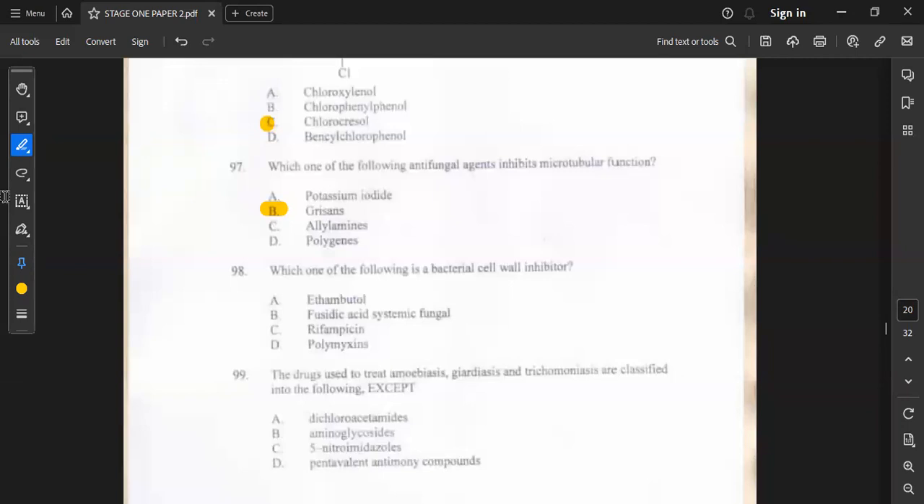Hepatotoxicity is also rare. Rashes are also rare. So yeah.